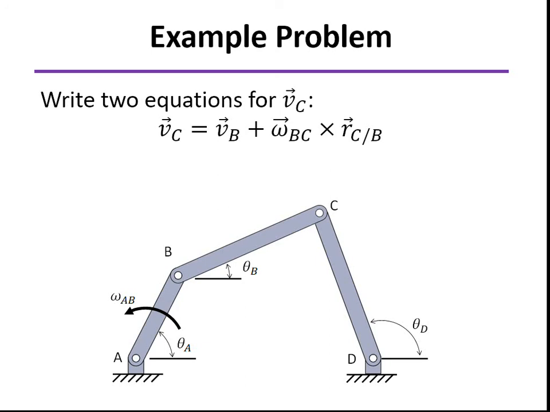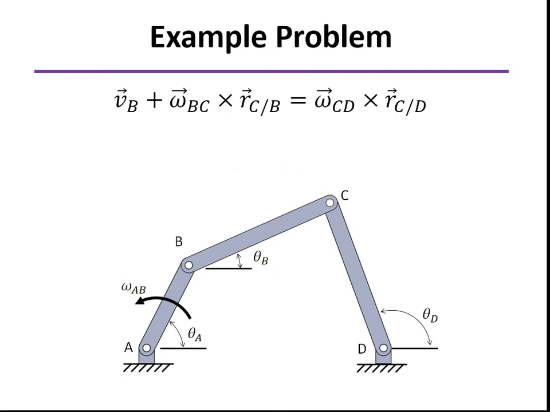But point C is also on member CD, so we can write a second equation for the velocity of C starting at point D. And of course point D is fixed, so its velocity is equal to 0. Now that we have two equations for the velocity of C, we can set them equal to each other. The only unknowns here are going to be the two values of omega. Again, this is a vector equation, which means two scalar equations can come out of that for plane motion, and so we can solve for the two unknown angular velocities.